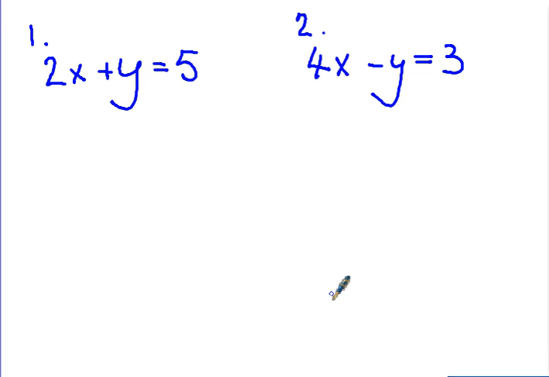So now we are working on algebra homework, section 3.8, and I will just help you with a couple of problems from each section of the worksheet. Number 1, 2x plus y is 5, and we need to solve for y. In other words, get the y by itself.